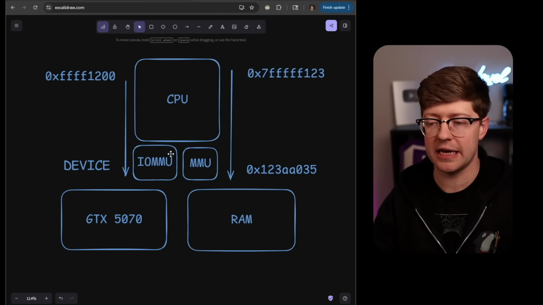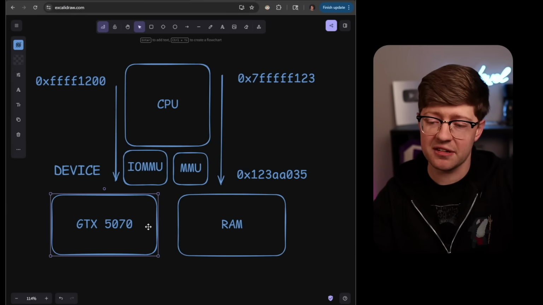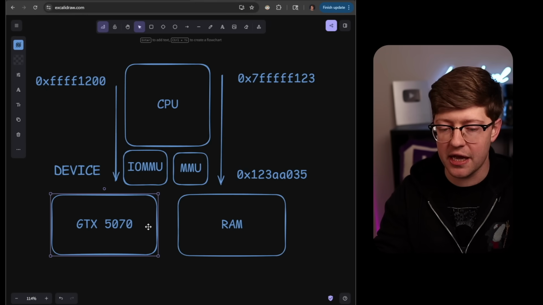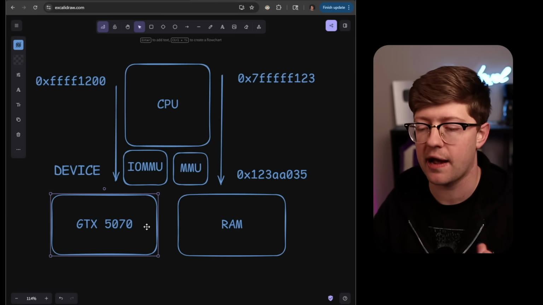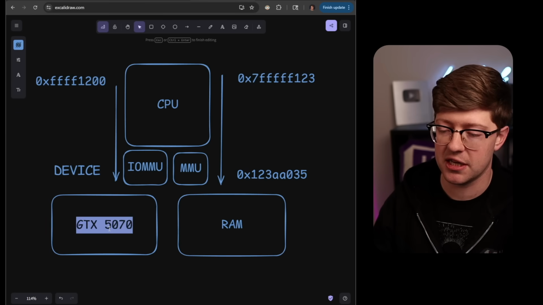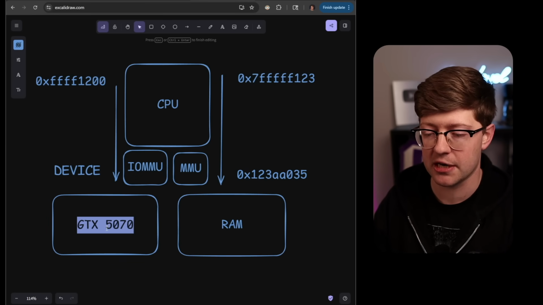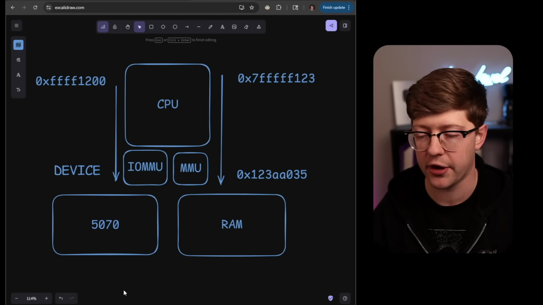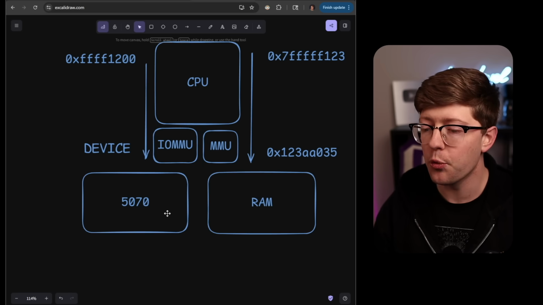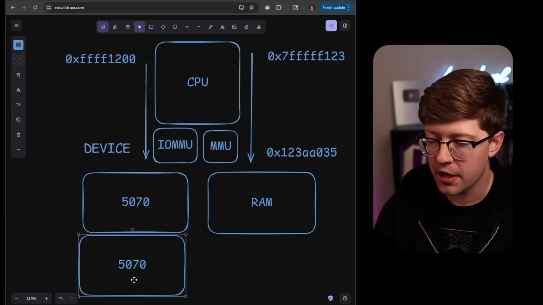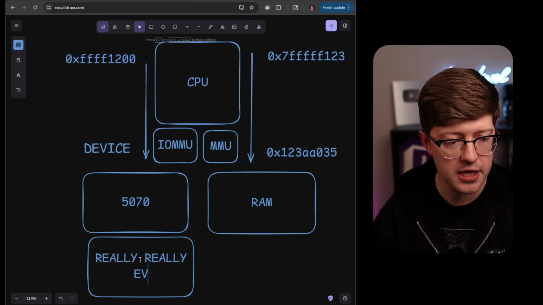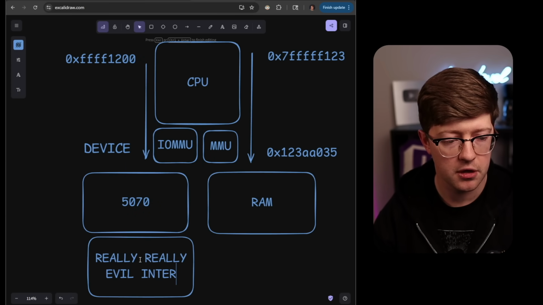So how could you attack anybody with this interface, right? Well, in this scenario, we have a very benign, a very cooperative device, right? We have the NVIDIA GTX, you know, whatever, 5070, right? Maybe GTX is incorrect, but you know what I mean. I'm not a hardware guy. Okay, relax. 5070 here. But what if, for example, I plugged in a really, really evil interface card, right?